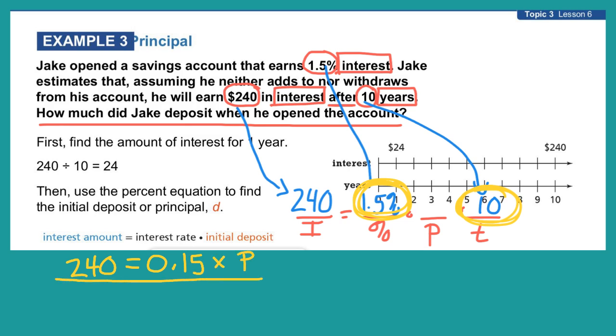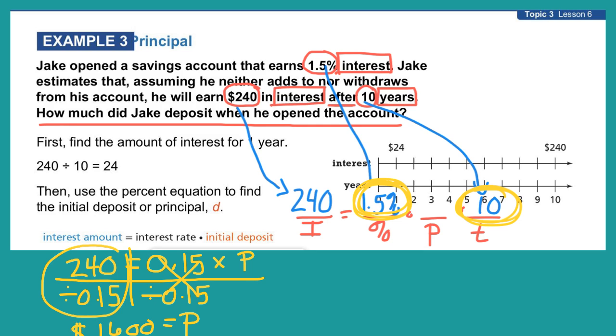Now this looks very much like something we can deal with. So the opposite of multiplying by 0.15 is dividing by 0.15. This cancels. And if you use your calculator and you take 240 divided by 0.15, you will get a principal of $1,600, which is the answer.